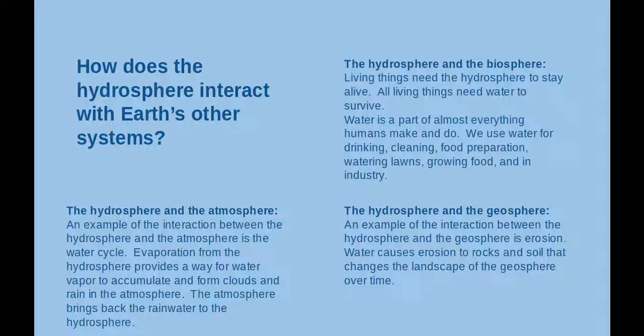The hydrosphere and the geosphere. An example of the interaction between the hydrosphere and the geosphere is erosion. Water causes erosion to rocks and soil that changes the landscape of the geosphere over time.